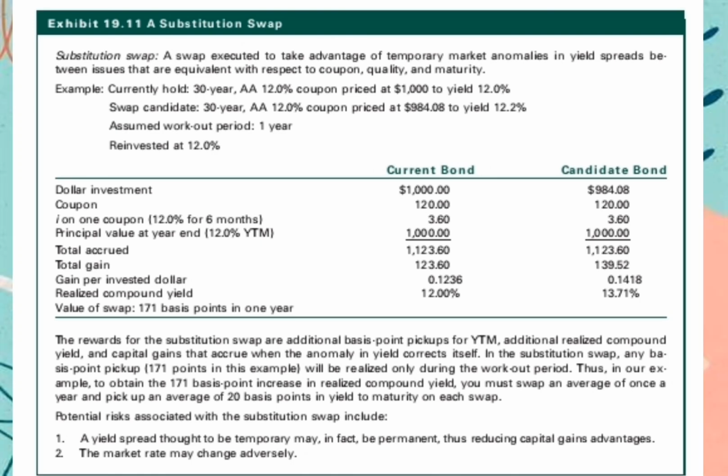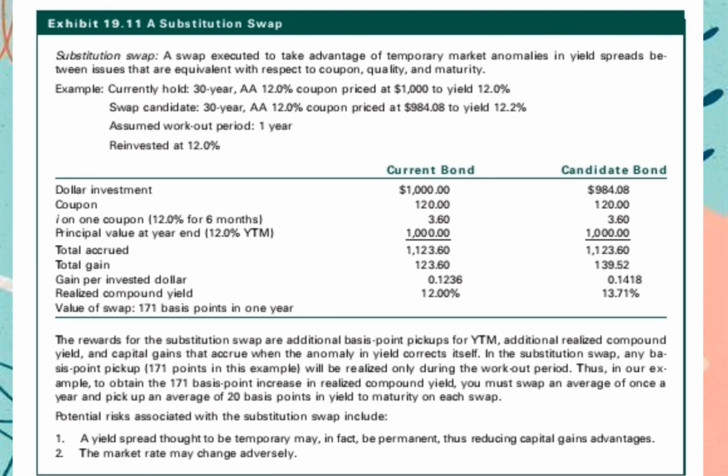This exhibit describes a substitution swap, a bond swap strategy that takes advantage of temporary market anomalies in yield spreads between bonds with equivalent coupon, quality, and maturity. The example shows swapping a 30-year AA-rated bond with a 12% coupon, priced at $1,000, yielding 12%, for another 30-year AA-rated bond with a 12% coupon, priced at $984.08, yielding 12.2%.